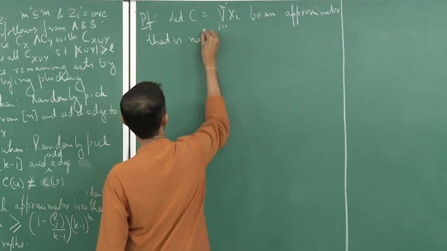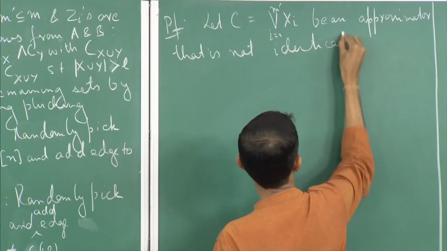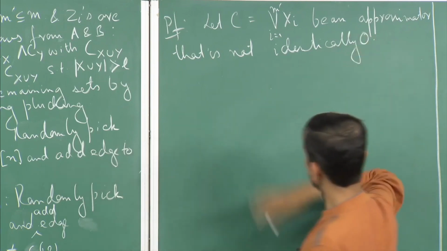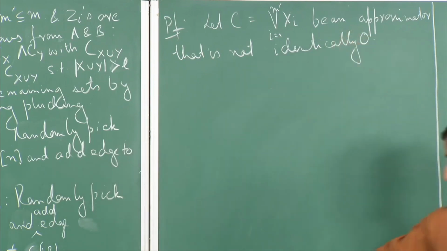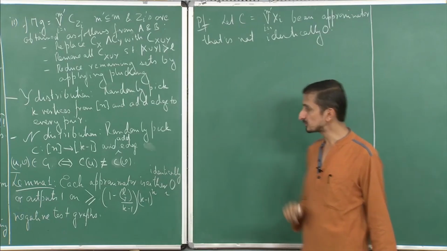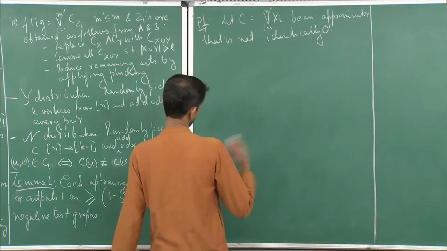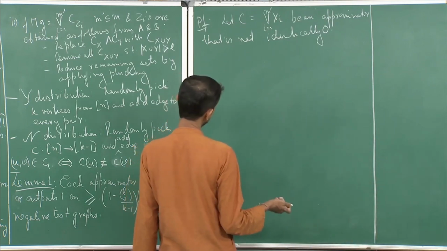That is not identically 0. Okay, so take an approximator that is not 0. If it is identically 0, then it is case 1. Suppose it is not identically 0, then we have to show this. So what does it mean to say it is not identically 0?